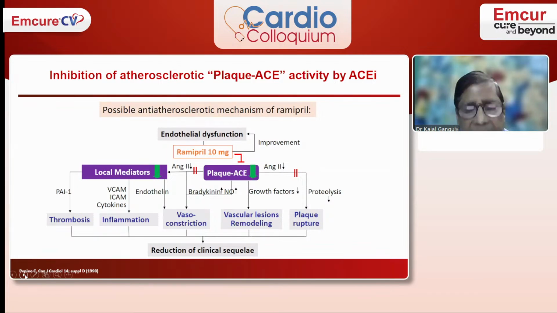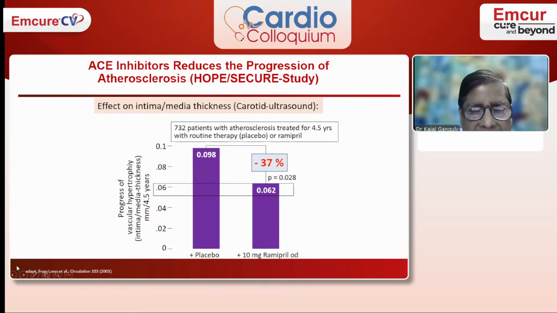Possible anti-atherosclerotic mechanism of ramipril. Ramipril corrects the endothelial dysfunction. It causes plaque stabilization, and it also reduces the local mediators, that is VCAM, ICAM, and cytokines. And it also reduces PAI-1, thereby it reduces thrombosis and inflammation, and it also stabilizes the plaque by its bradykinin effect. Vasoconstriction is prevented by bradykinin. We shall come to it. Growth factor reduction produces vascular lesion remodeling and proteolysis prevention. It prevents plaque rupture. Next. This is important for us to prevent cardiac events.